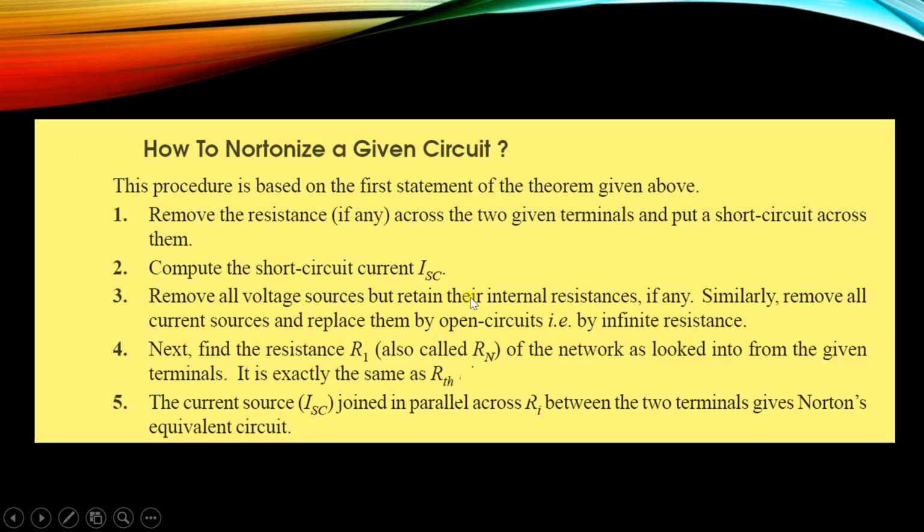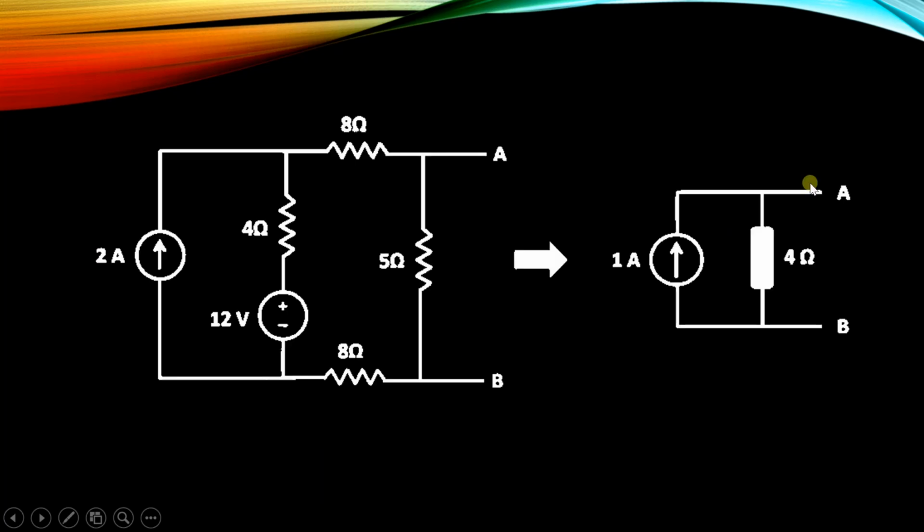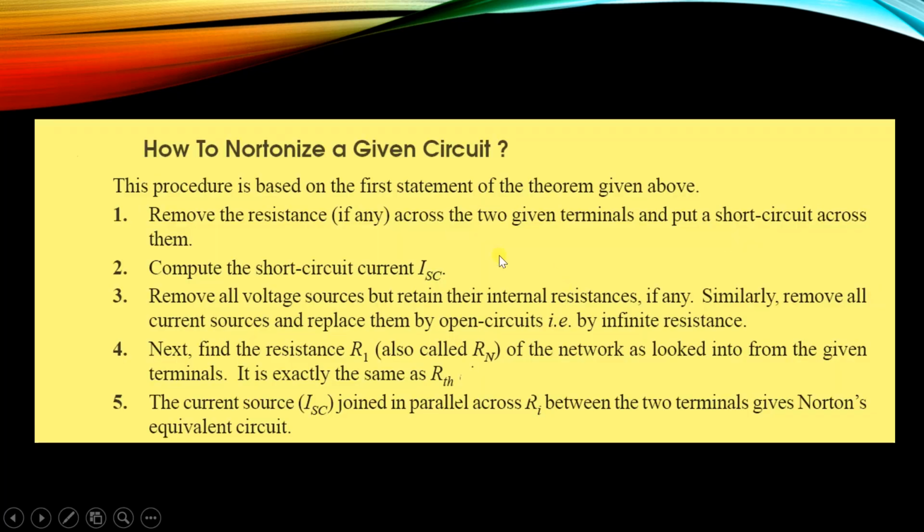As I have told you, the voltage source is always replaced by the short circuit and the current source is replaced by the open circuit. So keep this thing in mind. Next, find the resistance that is called Norton's resistance of the network, as looked into from the given terminals. It is exactly the same as Thevenin resistance. The current source ISC joined in parallel across RN between the two terminals gives Norton's equivalent circuit. As shown here, this is called our Norton's circuit. So these are the steps to solve the Norton's theorem.